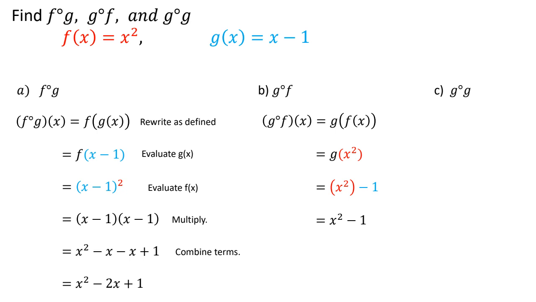Okay? And then the last one, g composed of g. So g is x minus 1. Everywhere I see x in the x minus 1, I'm going to plug it in. So we have x minus 1 minus 1. It's already simplified, so I can combine my like terms. Minus 1 minus 1 is a minus 2. Okay.